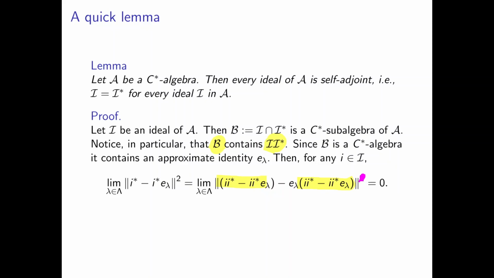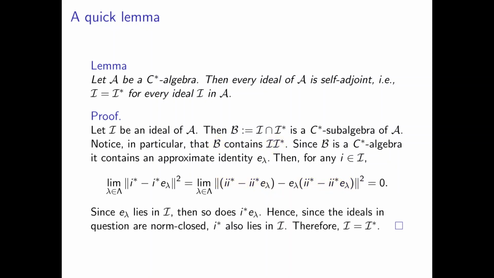And what can we really say from this? Well, since E sub lambda here lies in the ideal I, then so must I star times E sub lambda by the definition of ideals. And hence, since the ideal is norm closed, it means that I star here must also lie in I because its distance from the ideal is 0. And therefore, we have that this ideal is self-adjoint, as we stated.